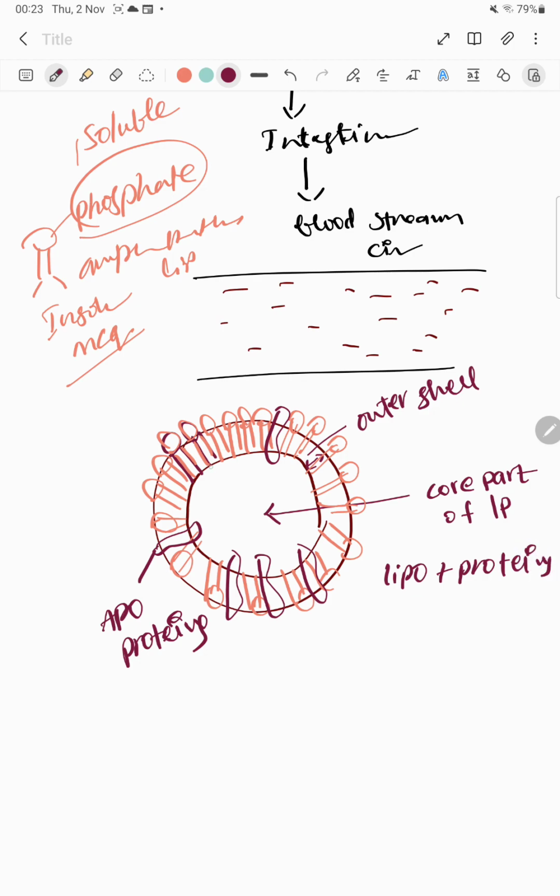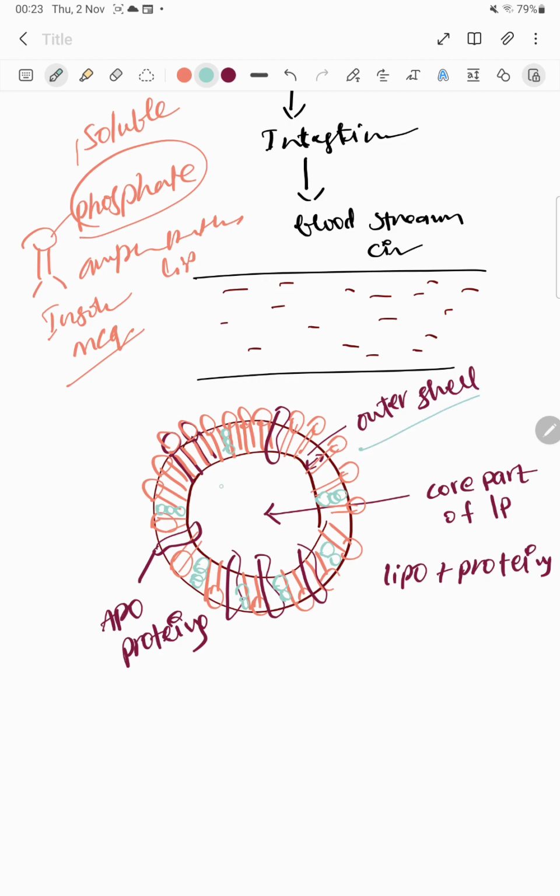And in between the phospholipids and apoproteins, we also have one other compound, which is cholesterol. See here, the cholesterol is also present in between the phospholipids and apoprotein. Cholesterol is also one of the components in the outer shell of the lipoprotein, which maintains the fluidity of the outer shell.